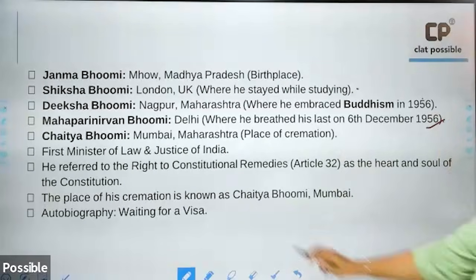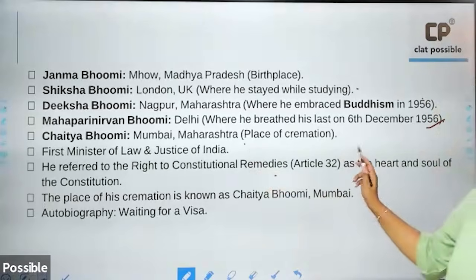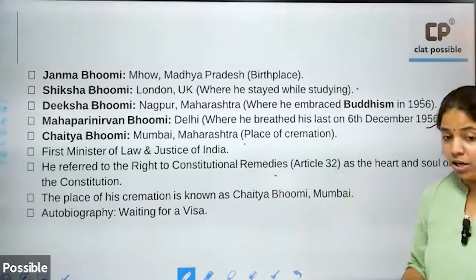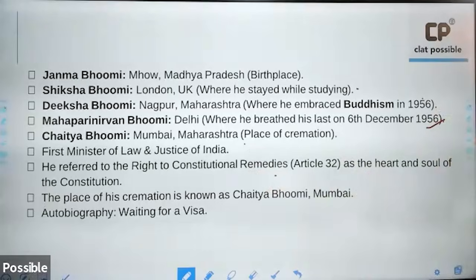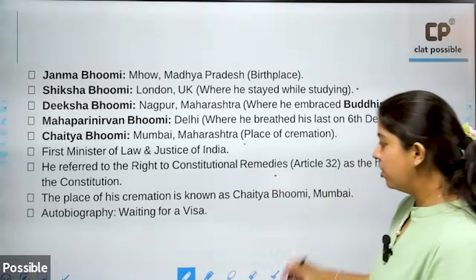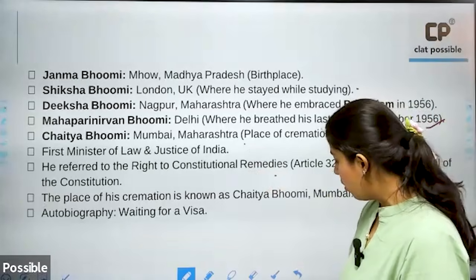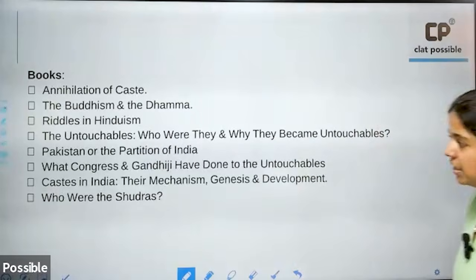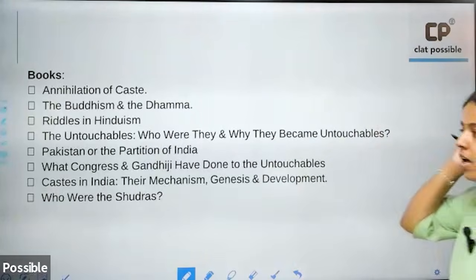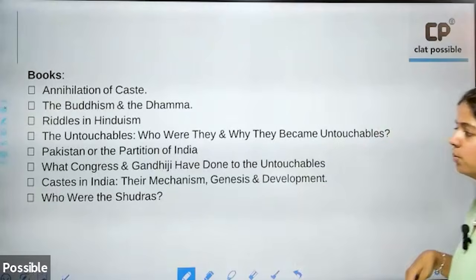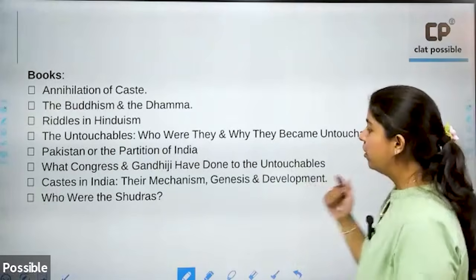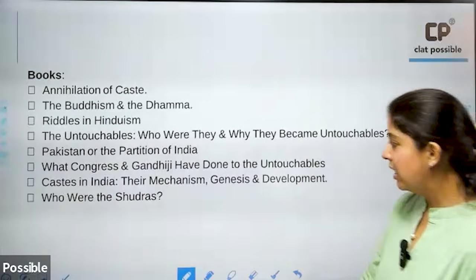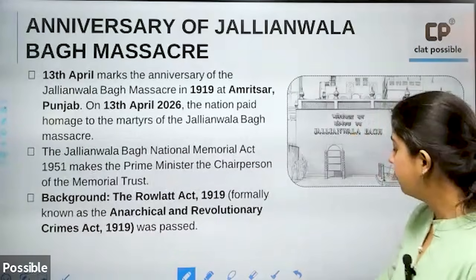He was the first Minister of Law and Justice for India. He referred to the right to constitutional remedies, Article 32 under Fundamental Rights, Part 3 of the Constitution, as the heart and soul of the Constitution. Cremation is known as Chaitya Bhumi. His autobiography is Waiting for a Visa. Other books by him: Annihilation of Caste, Buddhism and Dhamma, Riddles in Hinduism, Untouchables, Pakistan or the Partition of India, What Congress and Gandhiji have done to the Untouchables, Castes in India, Who were the Shudras.